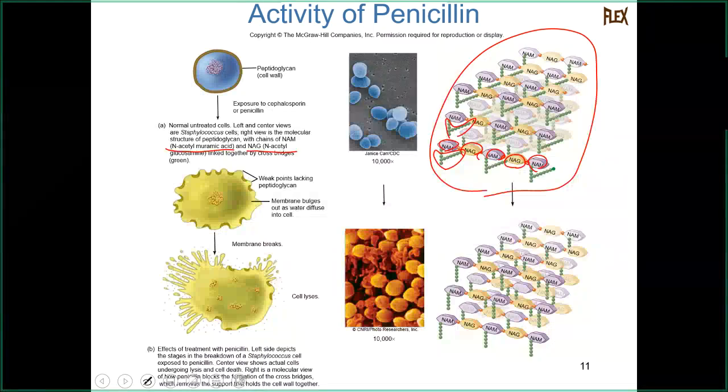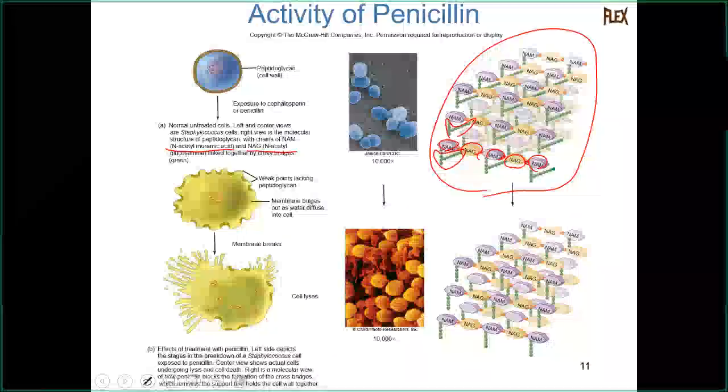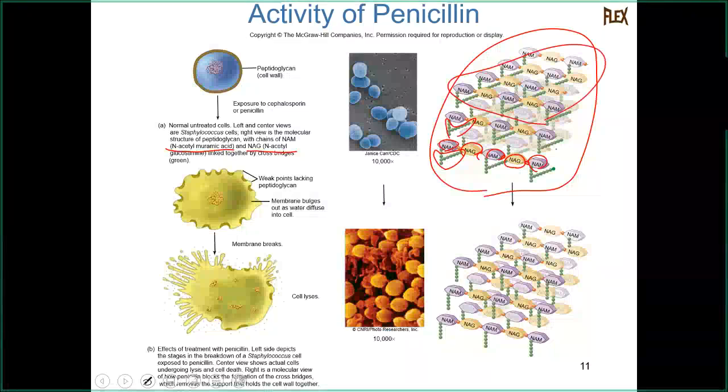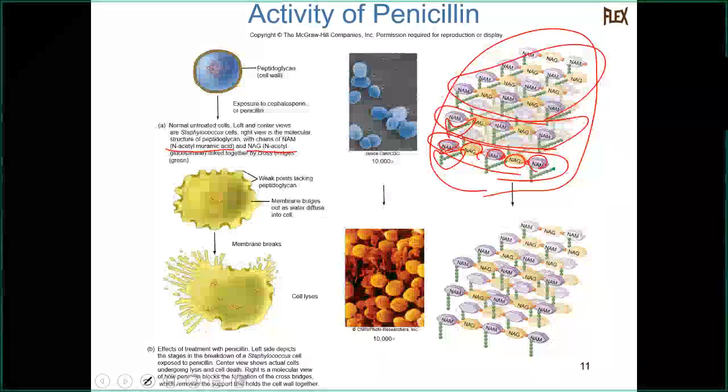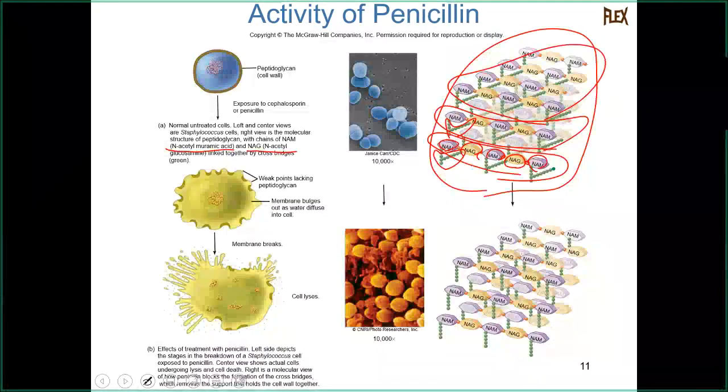So this whole thing is held together very tightly, sort of like a chain link fence. And yeah, you've got multiple layers of this too. So here's one layer in here, then here's a second layer, and there's a third layer. And it's probably even going to be thicker, sheets upon sheets upon sheets of this meshwork of NAMs and NAGs and amino acids. It's going to be thicker, of course, in a gram positive than in a gram negative, but they both have it.